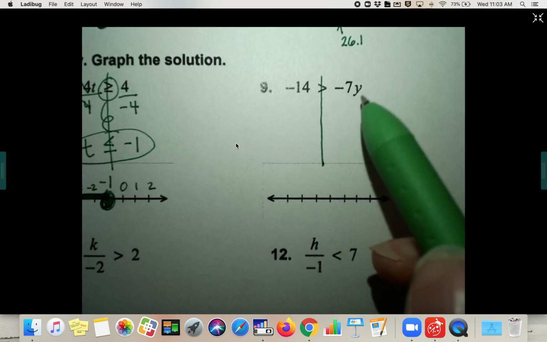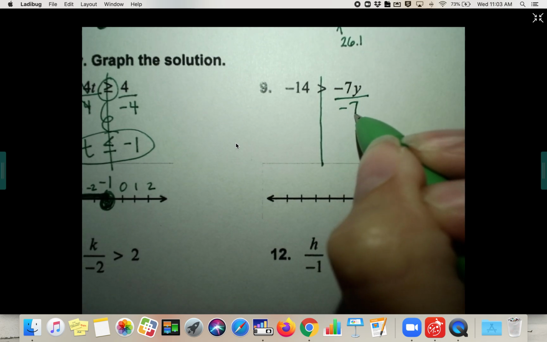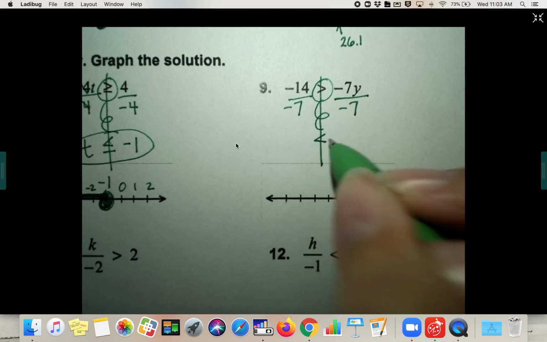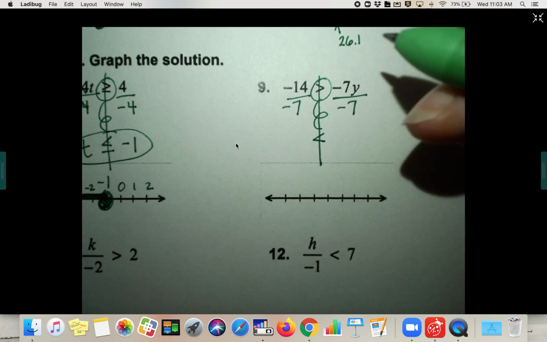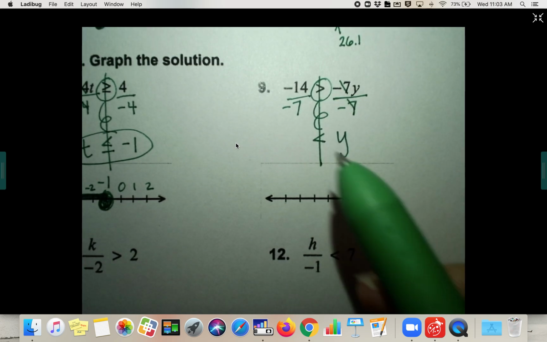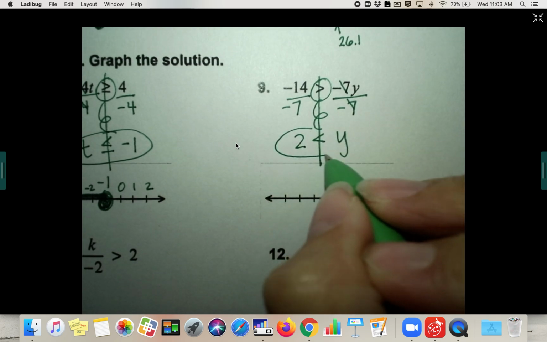Y is being multiplied by -7, so we're going to divide by a negative. That's your chance to grab it and flip it. Okay? Cancel, cancel. -14 divided by -7, and negative divided by negative is +2.